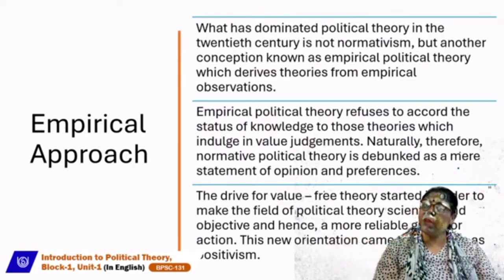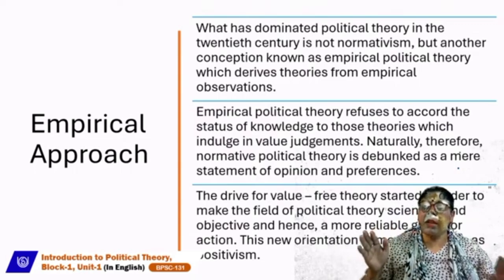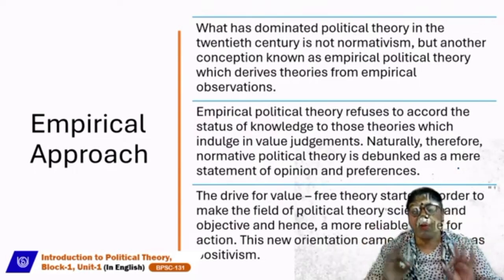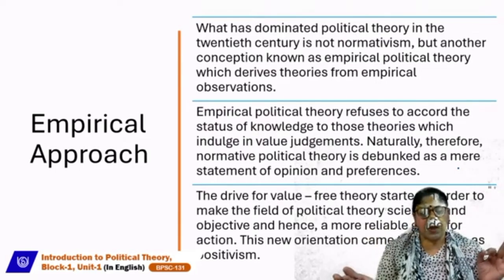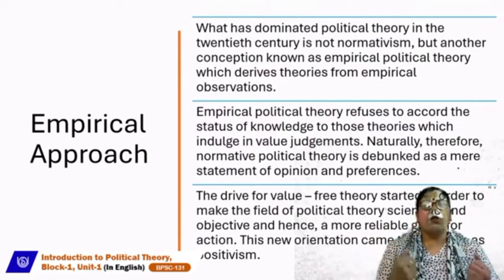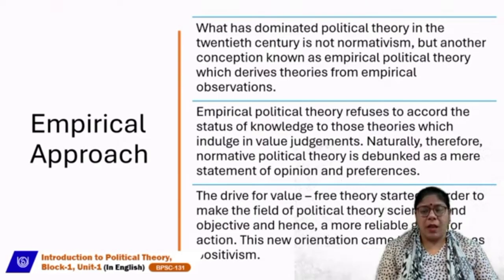So what do they talk about? They say the theory should be value-free, and the emergence of political theory should be scientific, should be objective, and hence a more reliable guide for action. This new orientation came to be known as positivism. So the empirical approach talks about the scientific method and objectivity.